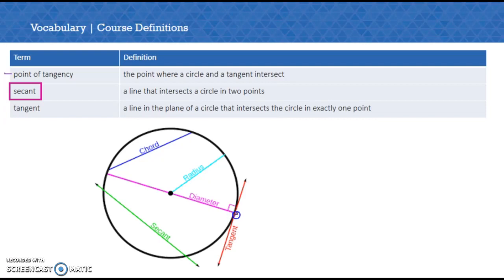So you can see that right here. This would be a point of tangency for the circle and that tangent line that you see drawn outside of it. The second term that we need to look at is secant.